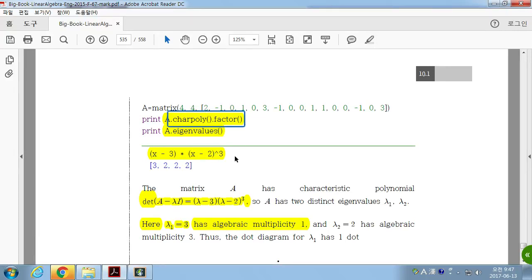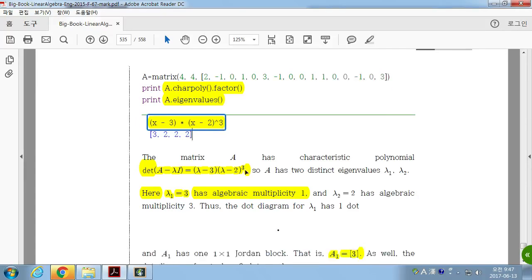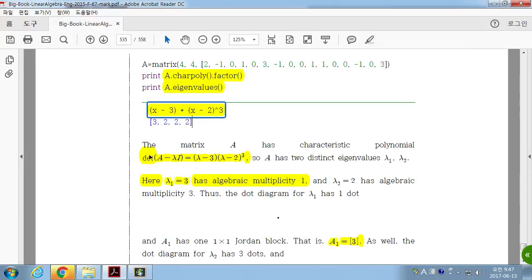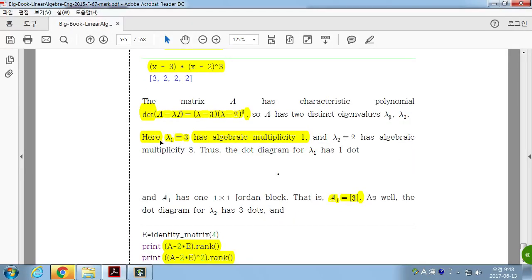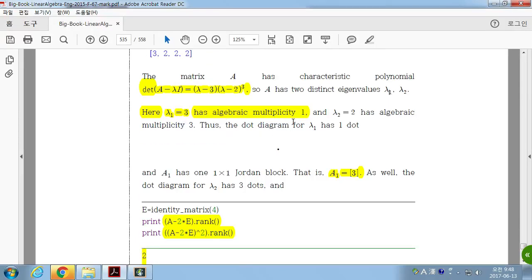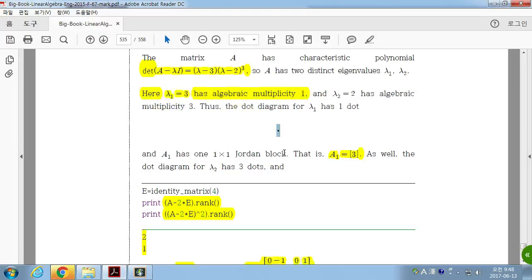which is this, which means we have eigenvalue 3 with algebraic multiplicity 1, and eigenvalue 2 with algebraic multiplicity 3 here. So the characteristic polynomial is this, and it has two distinct eigenvalues. For lambda 1, which has algebraic multiplicity 1, we have just one dot, because the algebraic multiplicity is only 1. We don't have to compute anything.